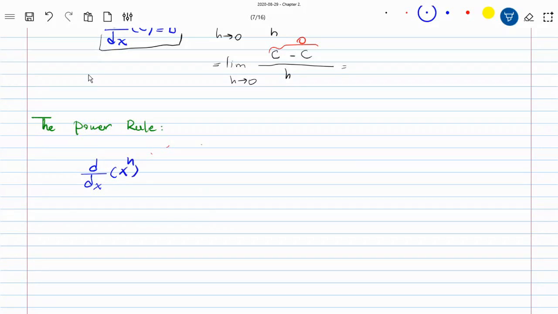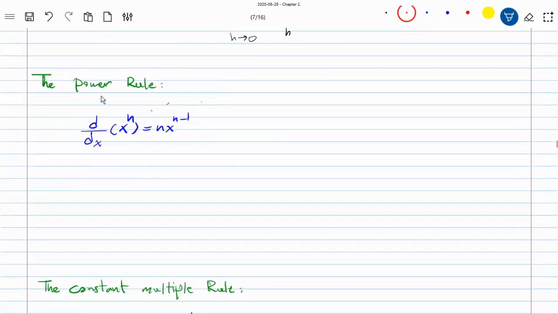The derivative of x to the n equals n x to the n minus 1. Okay, so what I'm trying to do is just give you a hint of where the power rule comes from and what the power rule is. I do not give you the whole proof, but the proof is available in the textbook. So let's go through the short idea of the proof.